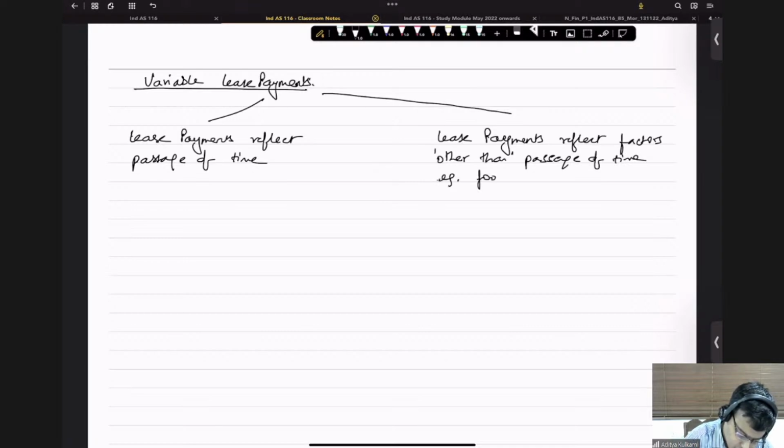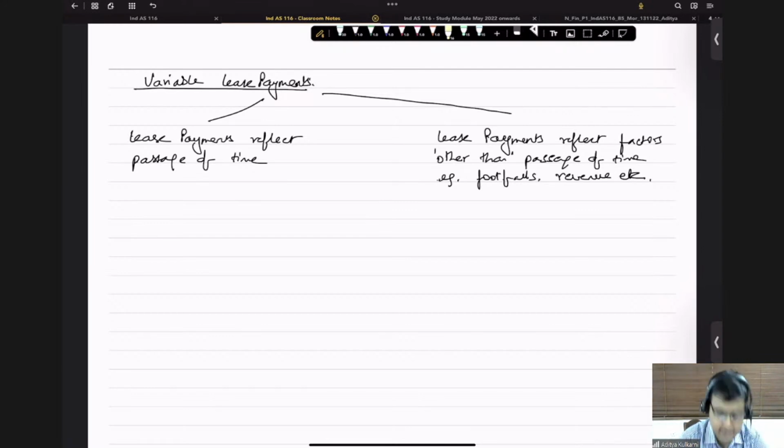Example, footfalls, revenue, etc. So anything like this. So now the question arises, what will be a lease payment?